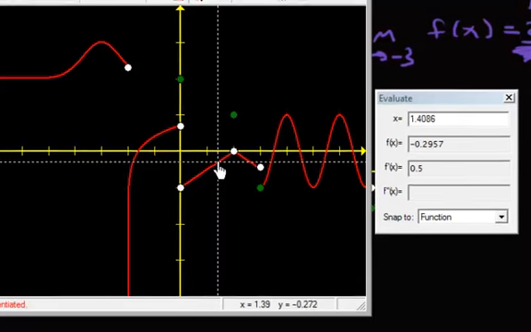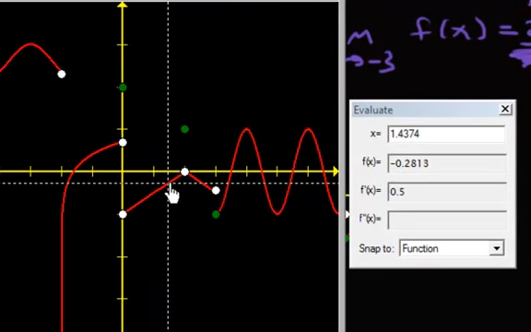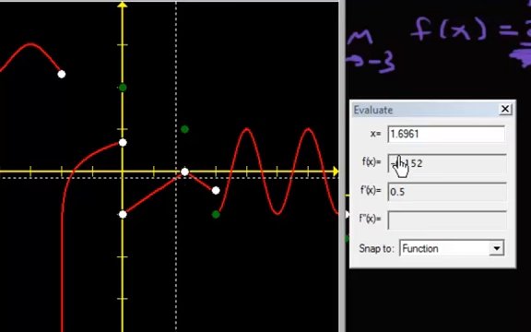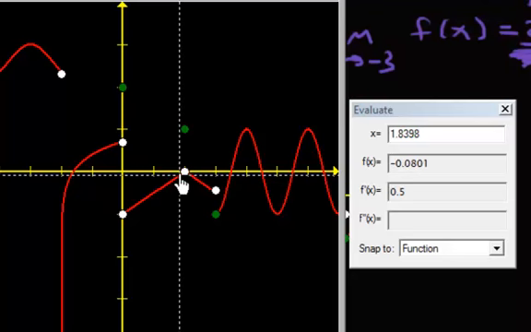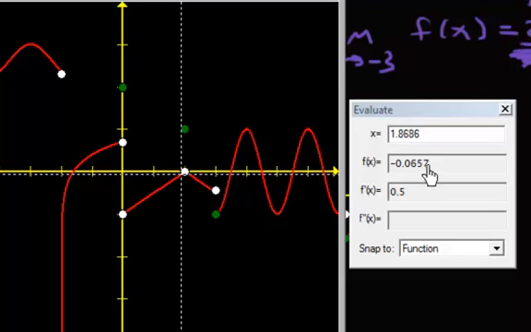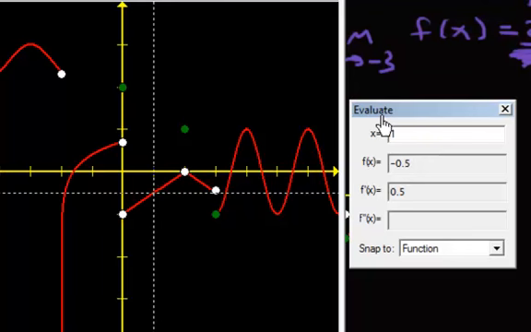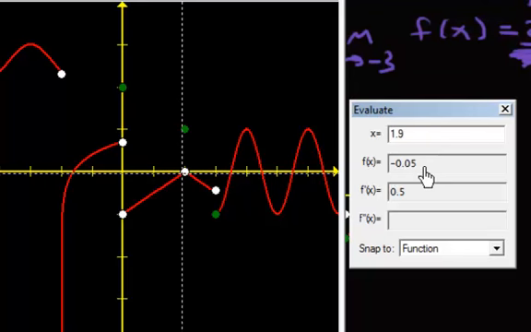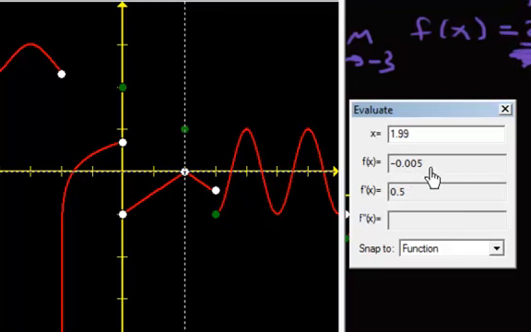All right, you can see the y values changing. They're getting small. Okay, they're getting really, really close to 0. When we get really close, it looks like we're getting close. Now let's change the x value to 1.9. Okay, we have a y value of negative 0.05, so that's pretty close. How about 1.99? All right, now we're getting really close to 0.